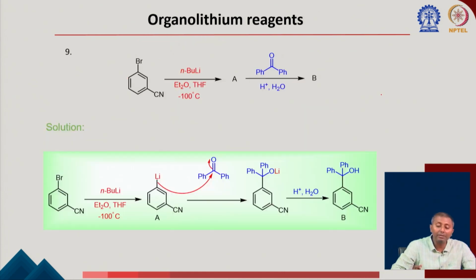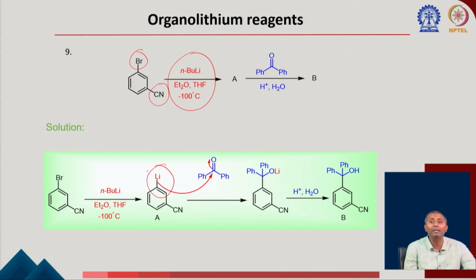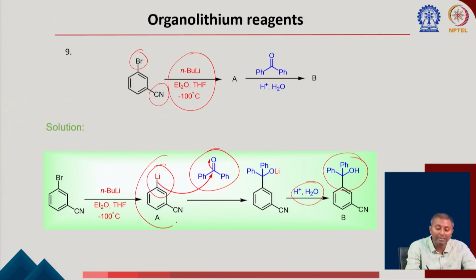Another example: here you have a cyano group and an aryl bromide, and you are treating with n-butyl lithium, ether, THF at minus 100 degrees Celsius. Again, this is the condition you use for the metal halogen exchange to generate the corresponding lithium. Once you generate the lithium, it is going to react with benzophenone. After you treat with H3O+, it is going to form the corresponding tertiary alcohol. So A will be your corresponding lithium species, and B will be the corresponding alcohol.